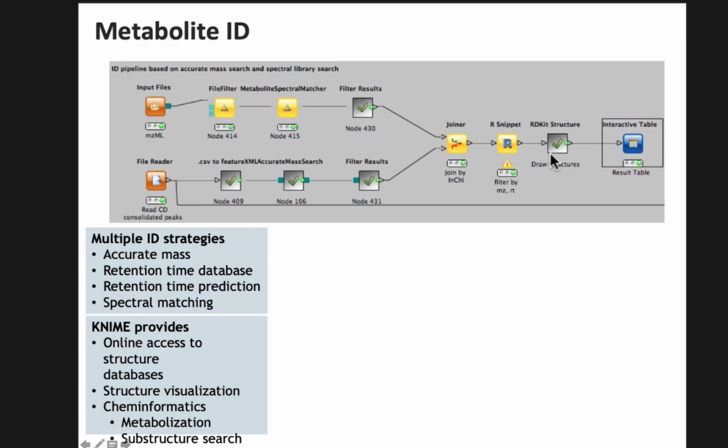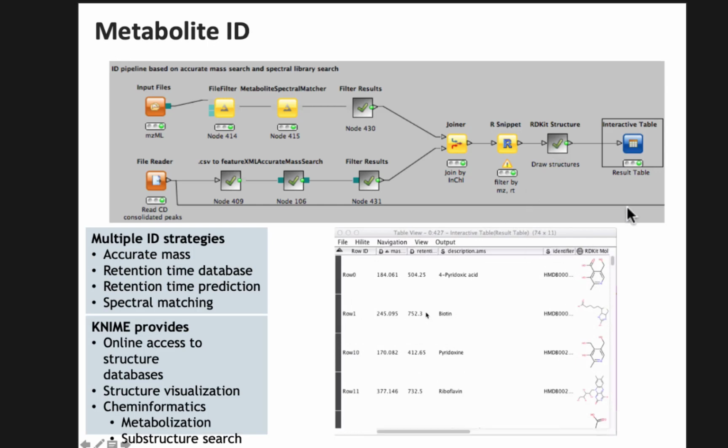Here we construct the structural drawings of the compounds. And then the interactive table actually gives us a bunch of candidates for different retention times, for different mass to charge ratios. And you can have many of these candidates for each feature. So this was basically all we could do until 3, 4, 5 years ago.